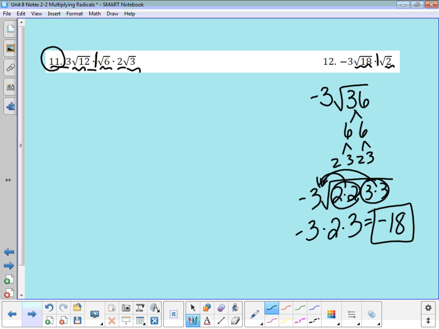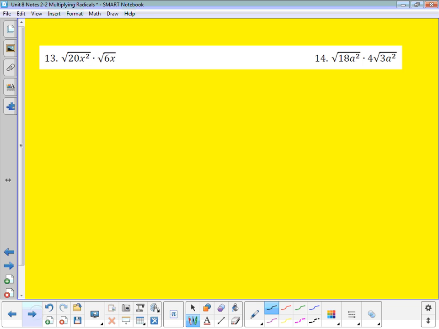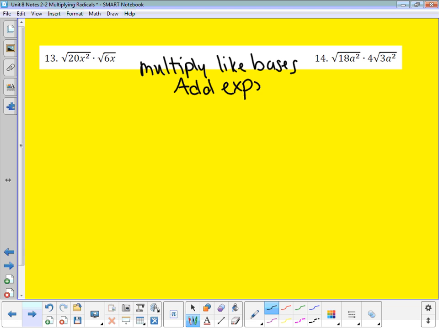Okay. All right, let's go ahead and take a look at number 13 next. So now we're going to throw in some variables. Still going to follow the same steps. The only thing you need to remember for this is when you multiply like bases, you need to add exponents. Okay, when you multiply like bases, you need to add exponents.